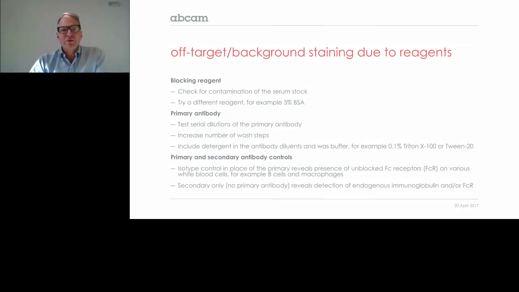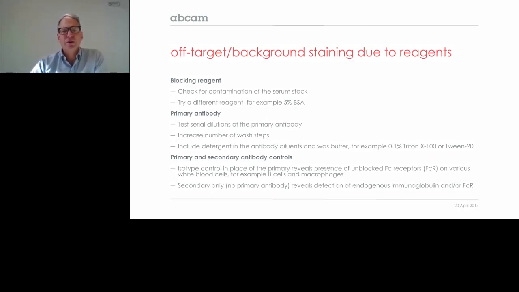Off-target or background staining due to reagents. So we're getting close to the end now. The blocking reagents, you want to check for contamination of the serum stock, and you might want to try a different reagent, for example, 5% bovine serum albumin, if the blocking appears to be ineffective. The primary antibody, again, if you're seeing very weak staining or very strong staining, you can test serial dilutions of that primary antibody to find the dilution that's just right.